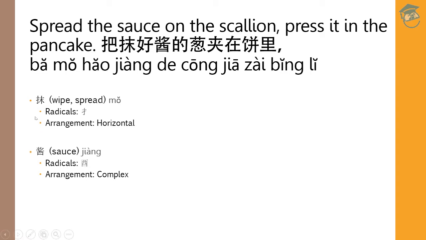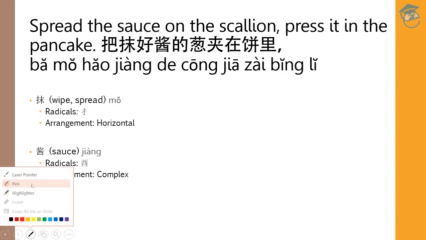The first one is 磨. 磨 means wipe or spread things around, but it's usually used on food, or the action of spreading a cloth on the table and then wiping it. This is the pinyin, and the radical is this one, on the left there. The arrangement is horizontal because you have left and right components.